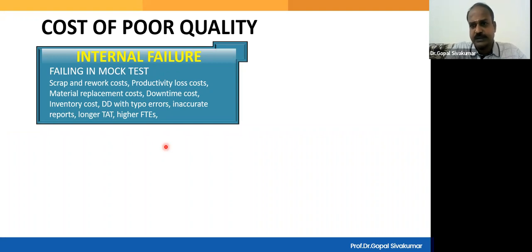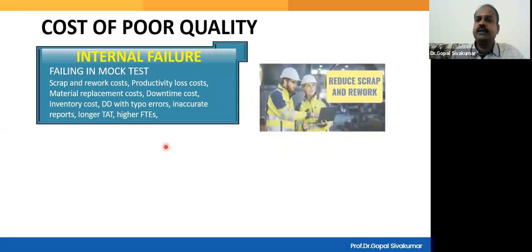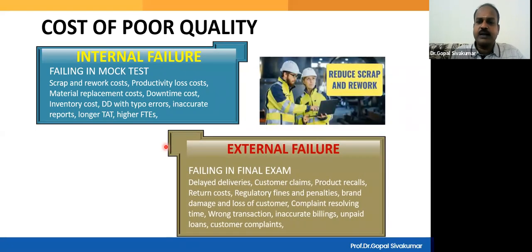called external failure, right? For example, the rejections that are happening in-house, the productivity loss, the cost associated with the material replacement, the equipment downtime cost, the cost due to higher level of inventory, and all these kinds of failures are called internal failures, right? And on the other hand, you also have external failure. For example, the item is delivered late and the customer is making a complaint, right? And he is rejecting the entire lot which you have supplied due to the delay in the delivery.